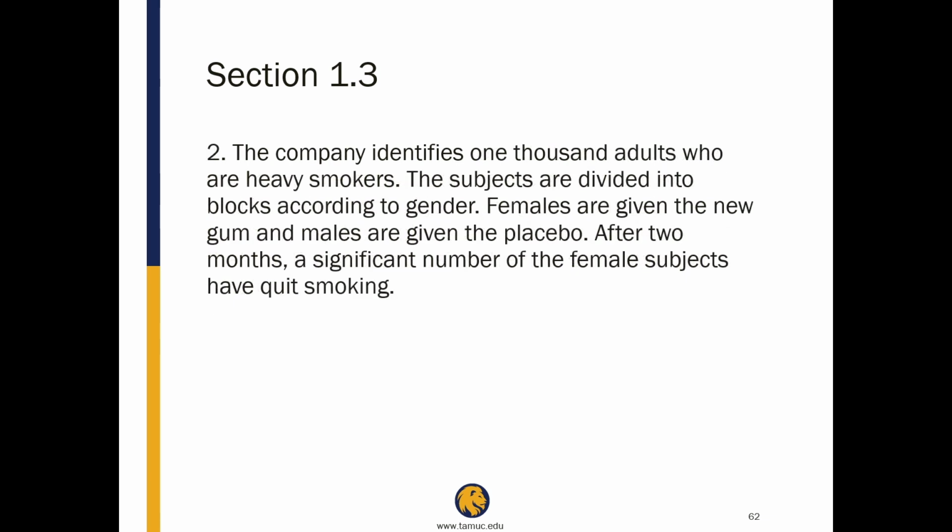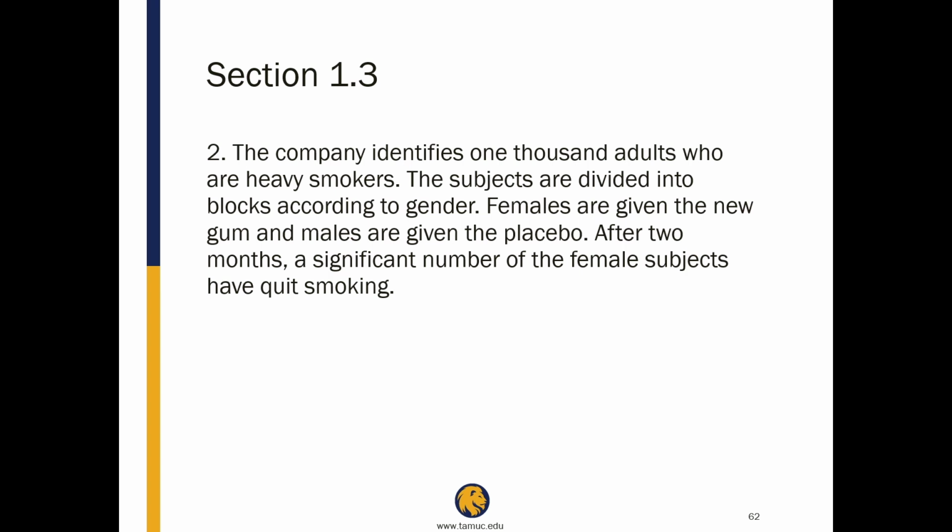Here's a second way it could possibly be done. They identify 1,000 adults who are heavy smokers, so a much bigger group here, so the sample size is a lot larger. Their subjects, though, are divided into blocks according to gender. Females are given the new gum and males are given the placebo. After 2 months, a significant number of the female subjects have quit smoking.